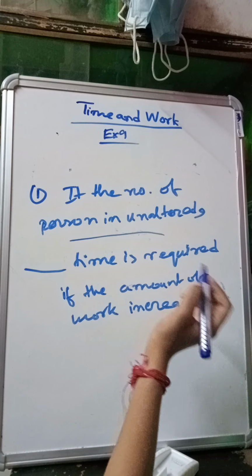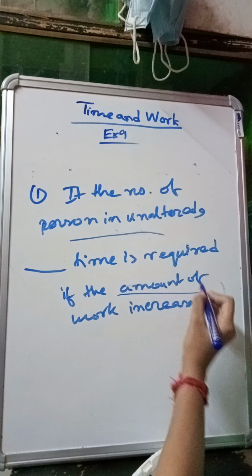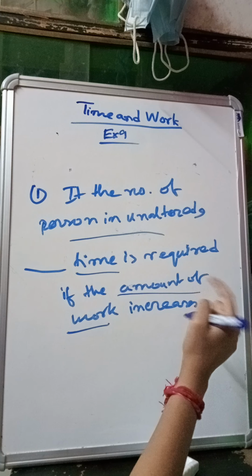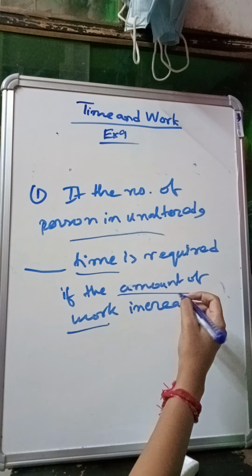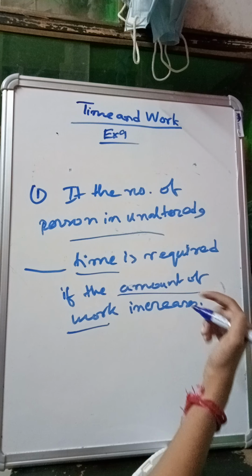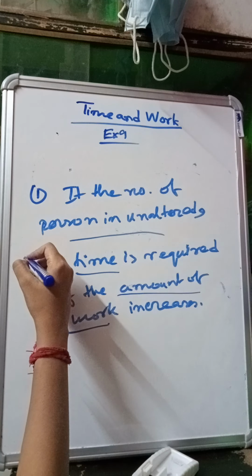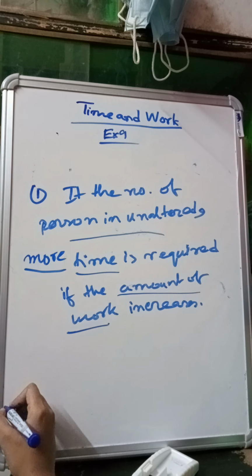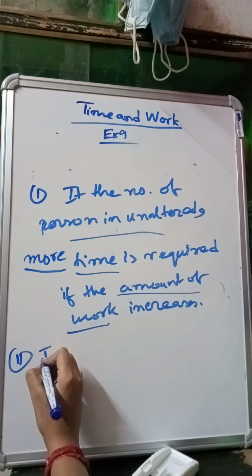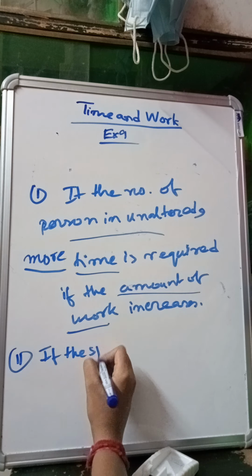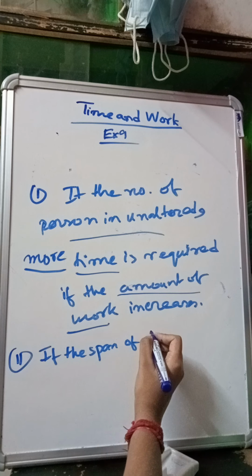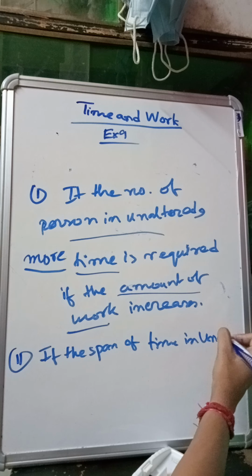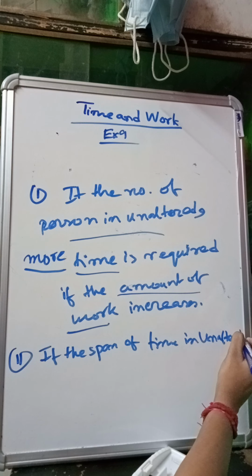and we know that the relation between amount of work and time is what? It's directly proportional. The relation is direct relation. So if the amount of work increases, then the time required will be more. So here we will write more. In this way we have to think logically. Okay, second one we have, if the span of time is unaltered. Here it has been said that the span of the time is unaltered.